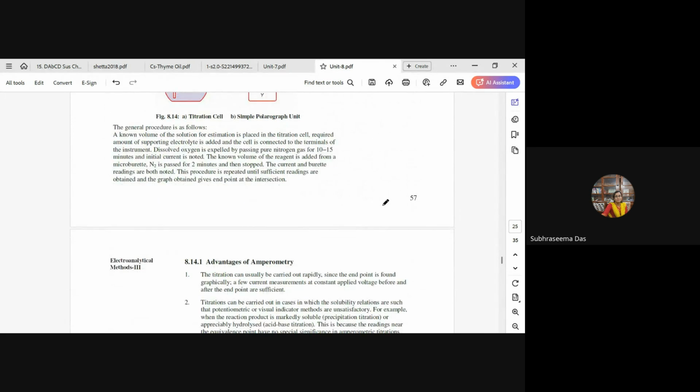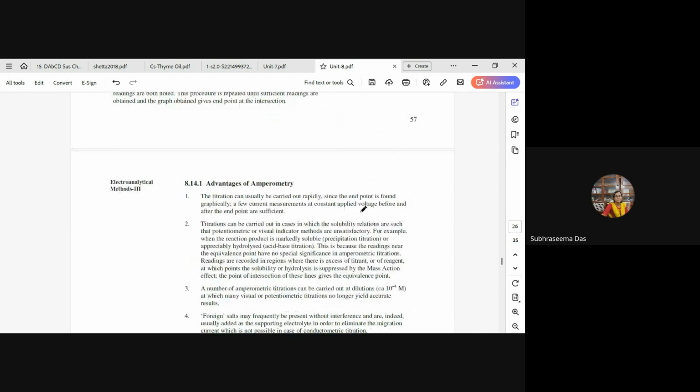So the general procedure is that we take a known volume of the solution inside the titration cell, the supporting electrolyte is added, and the cell is connected to the terminals. First, oxygen is removed by passing nitrogen into the container. A known volume of the reagent is added from the microburette, and then again nitrogen is passed for 2 minutes and then stopped. The current and burette readings are noted. This procedure is repeated, and from the plot we obtain the endpoint.